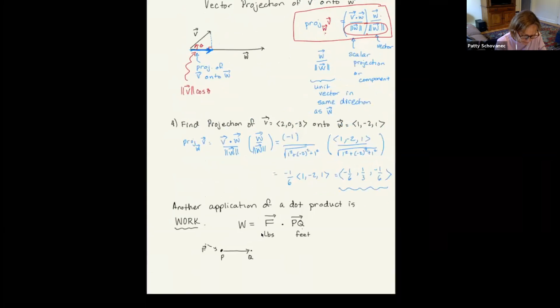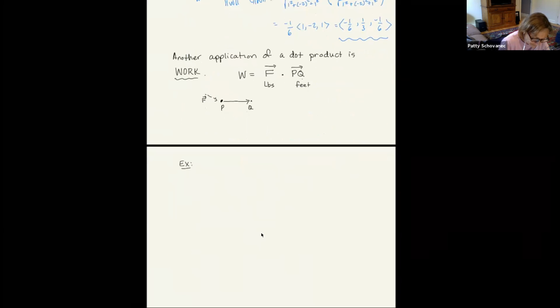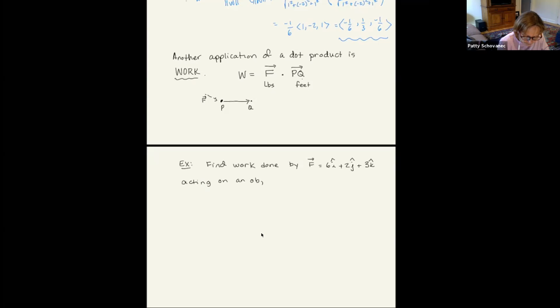So find the work done by the force 6i plus 2j plus 3k acting on an object if the object moves from point P at 0, 2, 4 to point Q at 5, 6, 7.